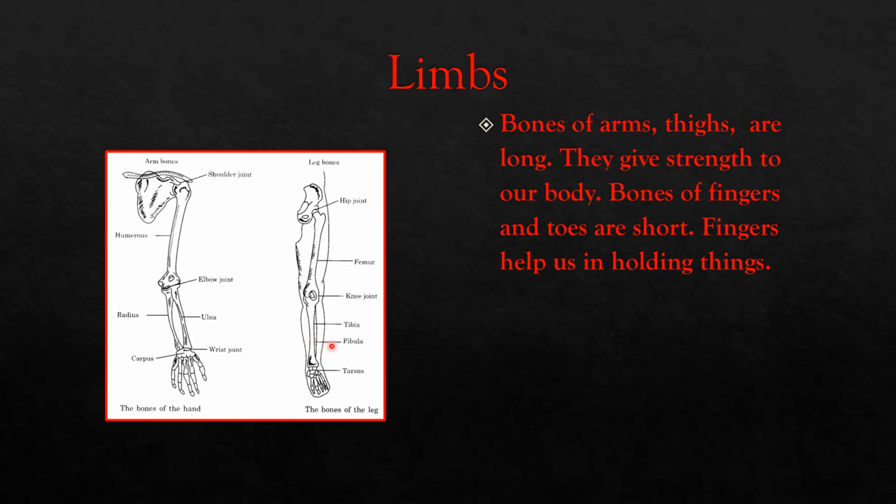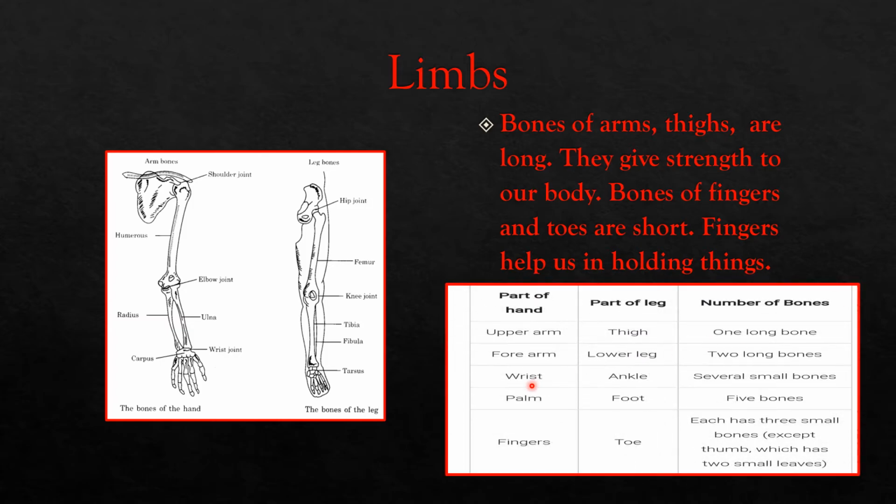Now these are two bones again. The lower leg has two bones, which are the tibia and fibula. And here is the ankle, which consists of tarsals, very small bones, and these are the toes, which are phalanges. All these help in running, jumping and walking. Bones of fingers and toes are short. Fingers help us in holding things, and toes help in running, jumping and walking.